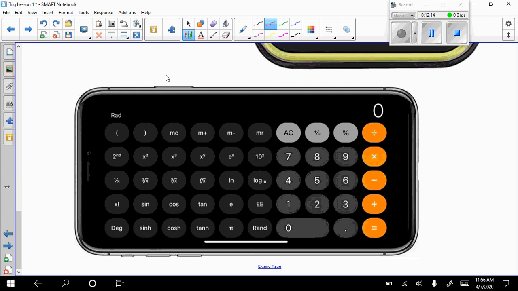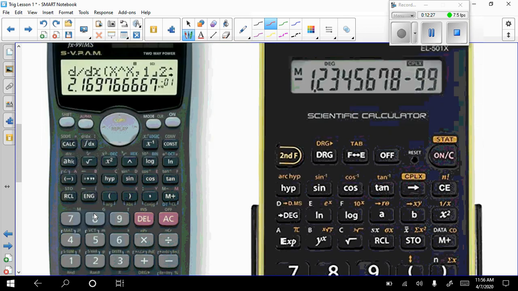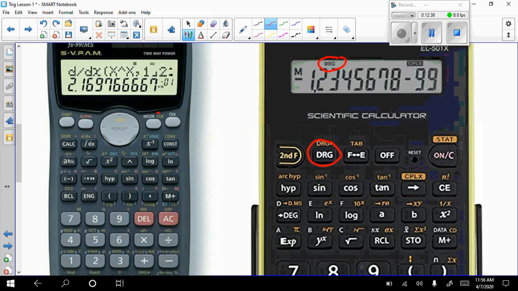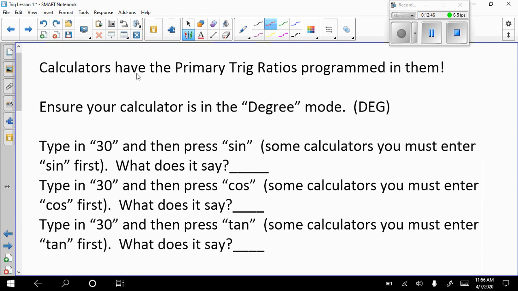Now, one thing you'll want to do right off the bat is make sure that you're in degrees, okay? So in the bottom right-hand corner, there's a little button that says degrees. Make sure you're in degree mode. For other calculators, you'd use this button right here, and it should say DEG if you're in degrees. In this one, you'd use the mode button, and again, it'll show a little D that you're in degrees. Okay, so you ensure your calculator's in degrees, and then what you're going to do is type in 30 and press the sine button.